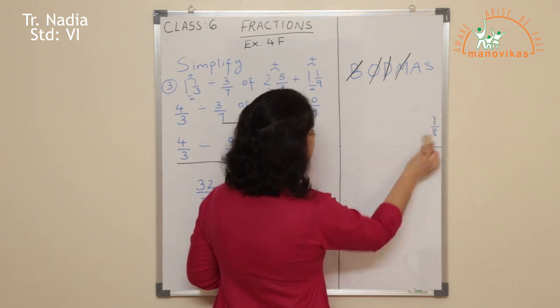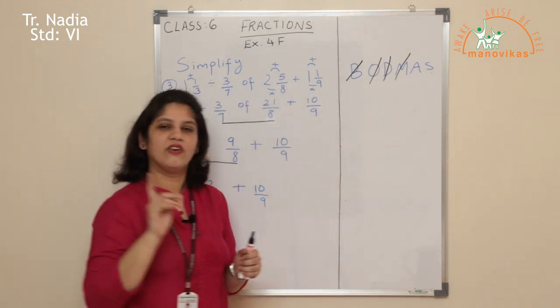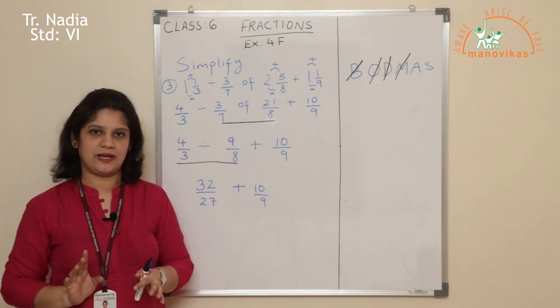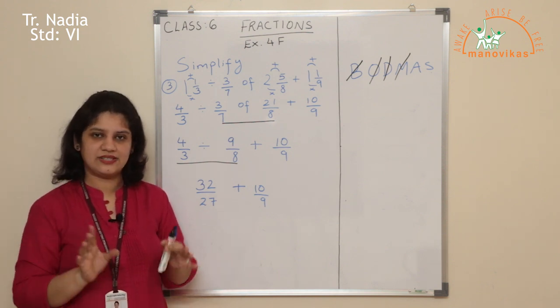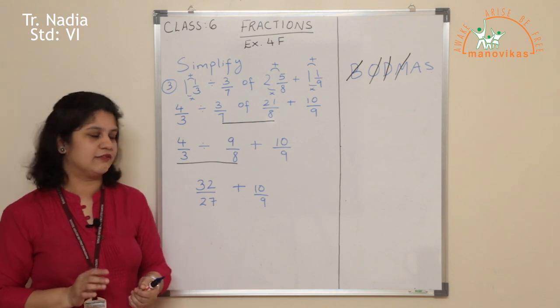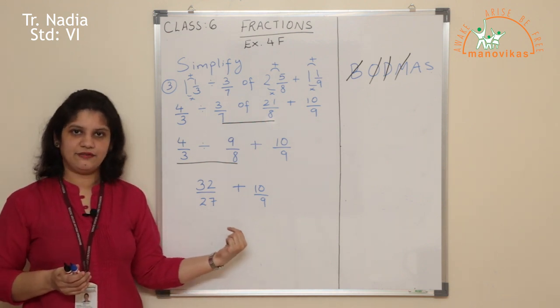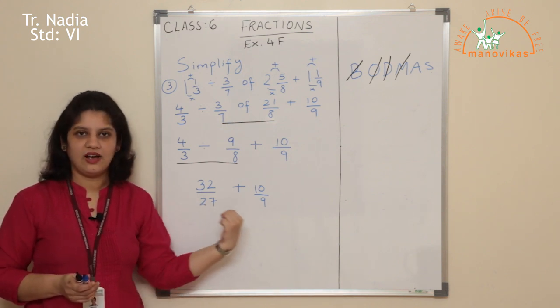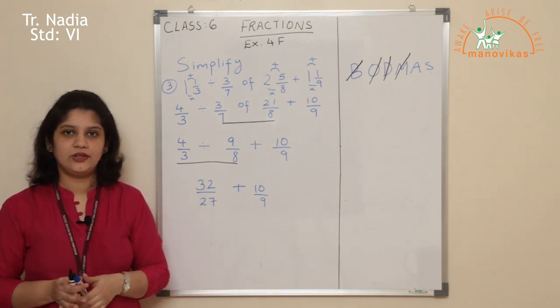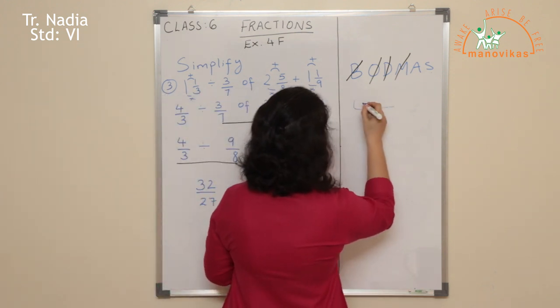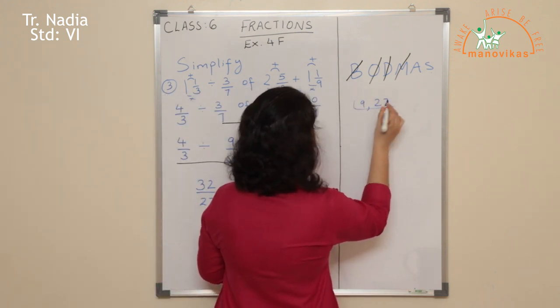And remember children, please solve one sum on one page and do it neatly step by step. Don't make a congested mess over there. You will get confused. So now we have addition. These are unlike fractions, the denominators are different. So what do we need to do? We need to find the LCM of the two denominators. That is 9 and 27.